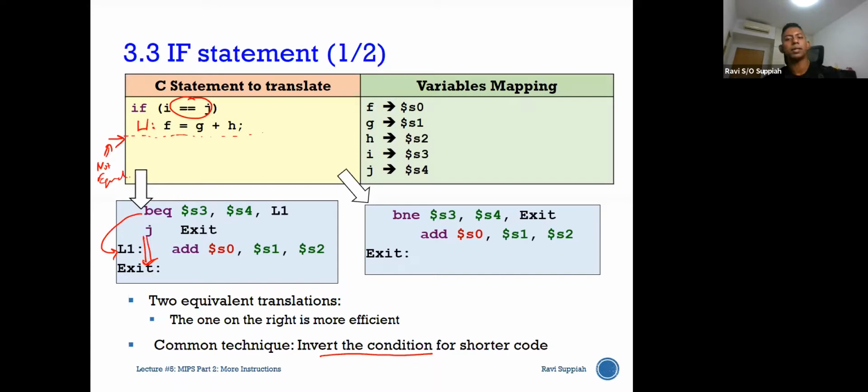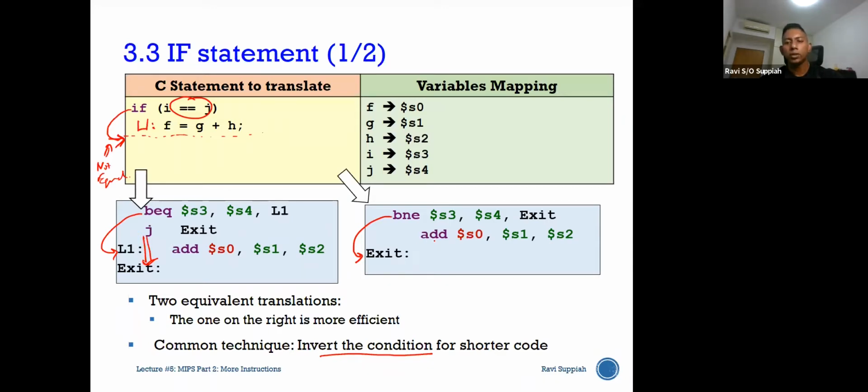So in the reverse manner, what we are saying is we check for branch if not equal, S3, S4. So if S3 and S4 are not equal, that means I will come to the line here, correct? The one that is straight after the addition. This is the line that is just after the addition.